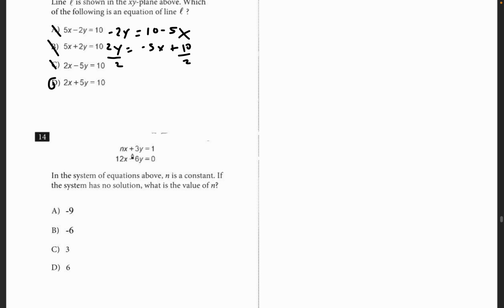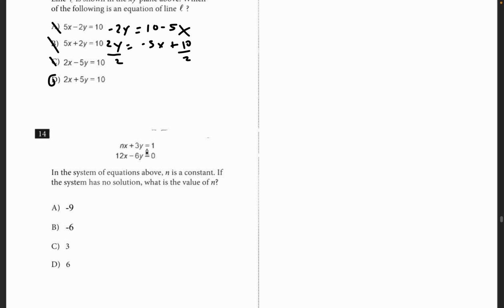In the system of equations above, n is a constant. If the system has no solution, always, when we have no solution, that means the slopes have to be the same. So let's find the slope of this. It's the same thing. Minus nx on both sides, we get 3y equals negative nx plus 1, divided by 3.